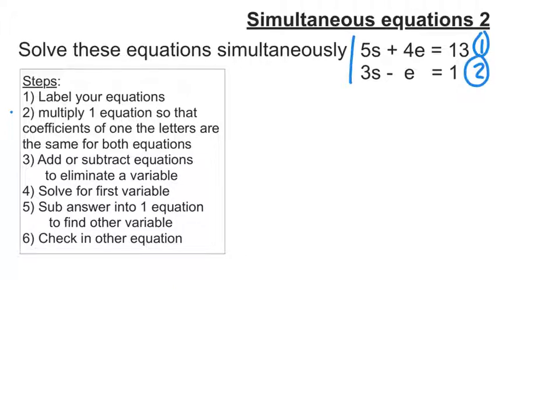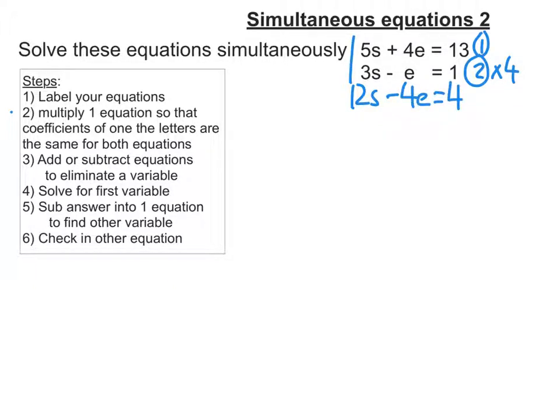Step 2, multiply one of the equations so that the coefficients of one of the letters are the same for both equations. So I'm going to multiply equation 2 by 4. So let's do that. 3s times 4 is 12s. Negative e times 4 is negative 4e. And 1 times 4 is 4.